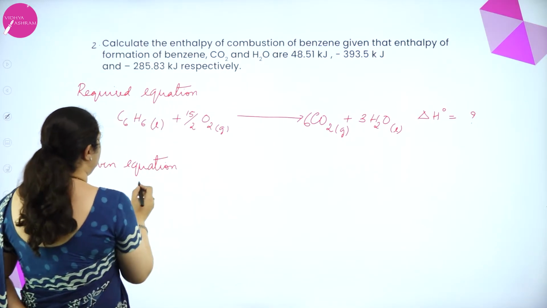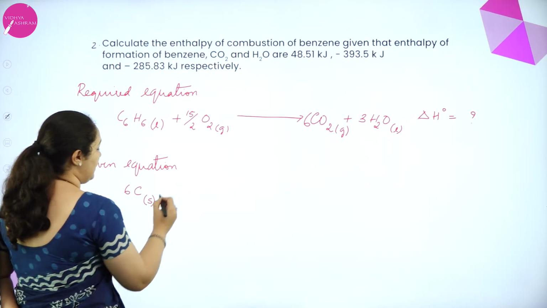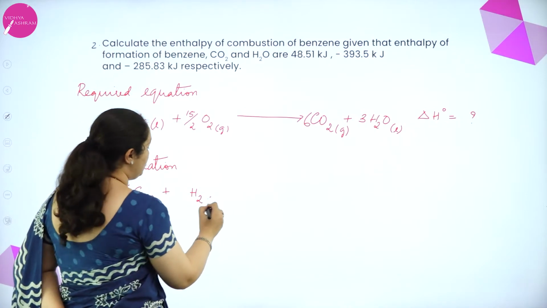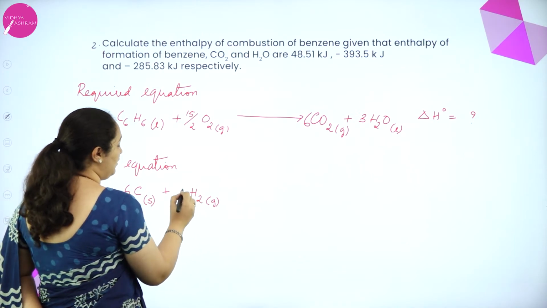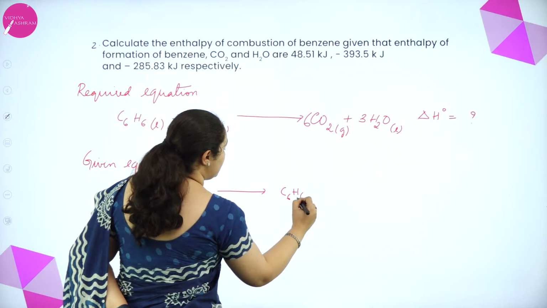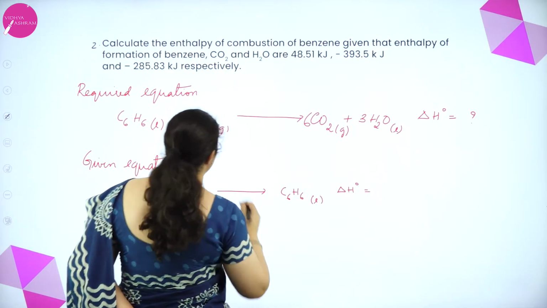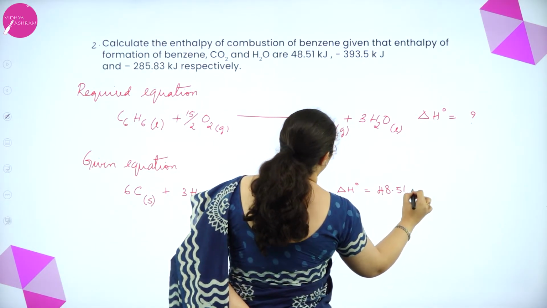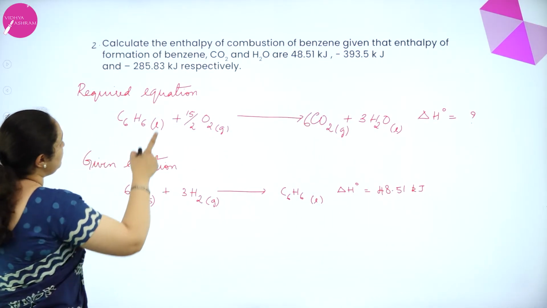Formation of benzene. Benzene is C6H6. So I require 6 carbon atoms. Hydrogen standard state is gas, so H2 gas. How many hydrogen atoms? 6 hydrogen I want. So I have 2 here, 3 2s are 6. So this will form C6H6 in the liquid state. And delta H naught for this is given already. That is 48.51 kilojoules.